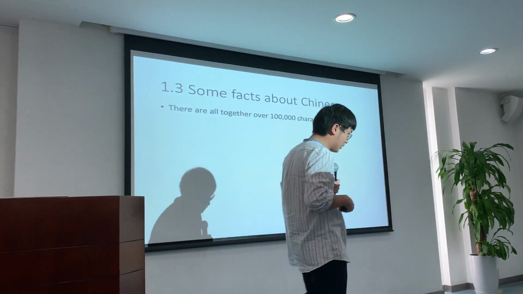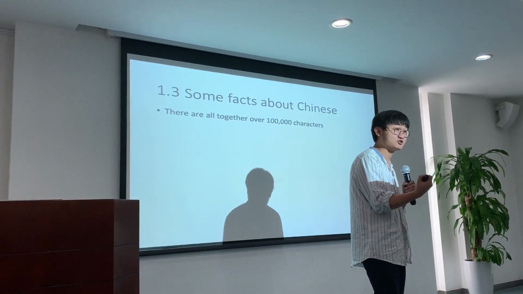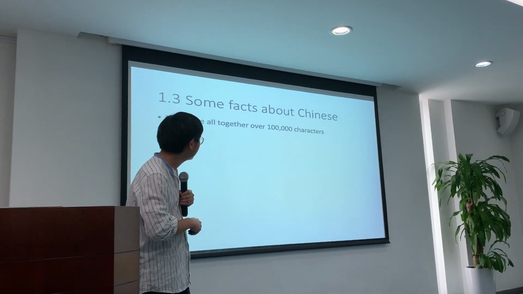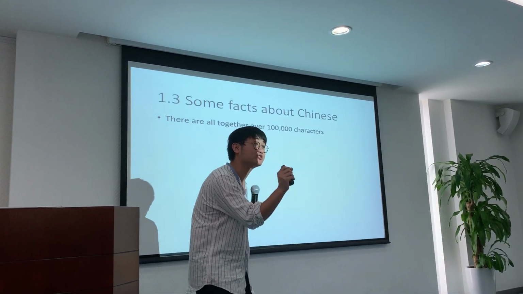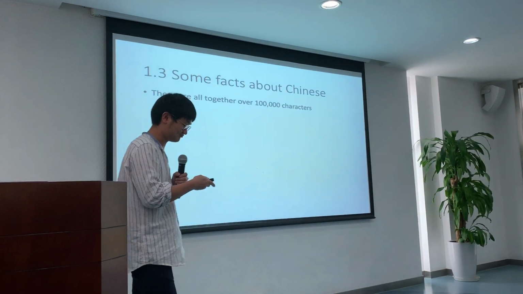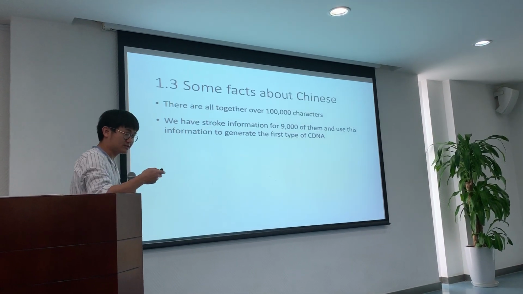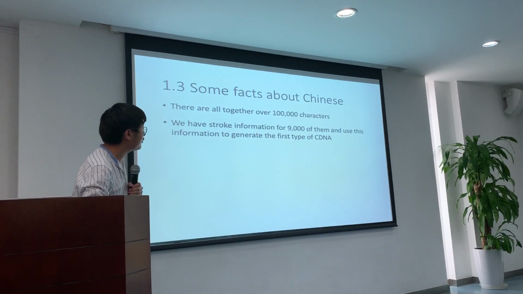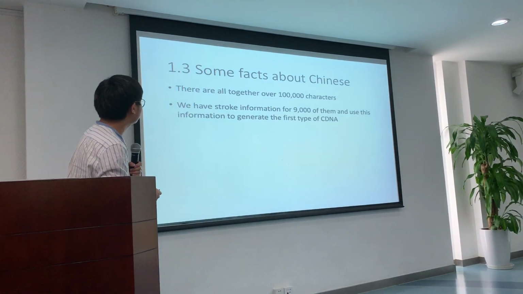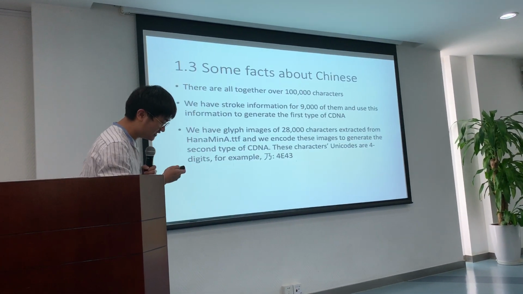Before we go to details, I want to show you some facts about Chinese. First, there are over 100,000 Chinese characters, so it's miserable if you do it manually. We need a tool to do this. Second, you will see that we have special stroke information for characters, but there are only 9,000 of them. And we use that to build the first type of DNA.